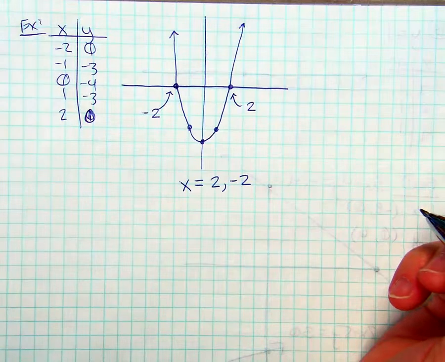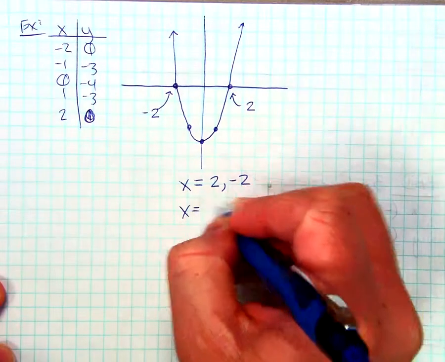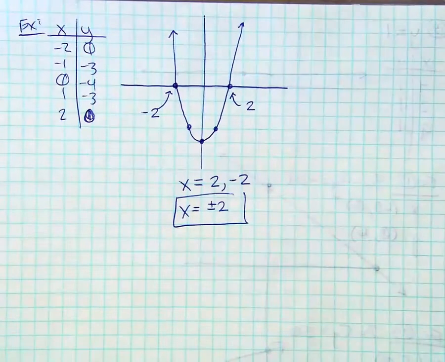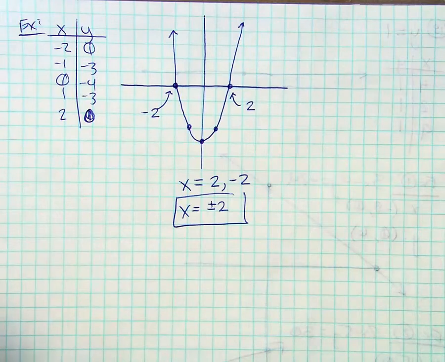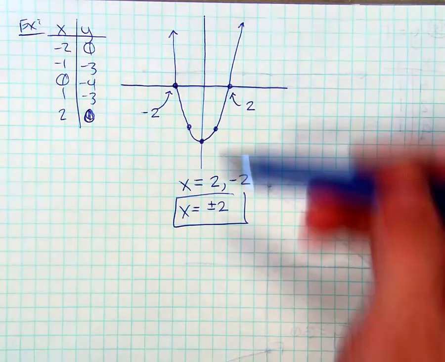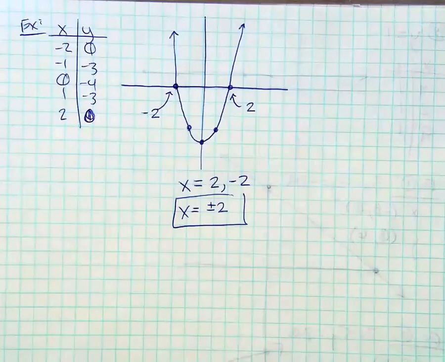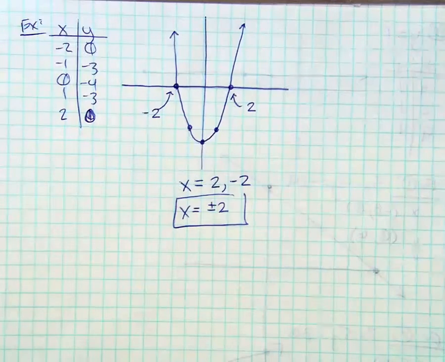Or, we talked about this symbol last semester, you could say this is positive or -2. Now, will it always be positive and negative of the same number? No. That's just this example. That's just because the vertex was at 0. As soon as you shift your parabola left or right, you're not going to have positive, negative, the same thing anymore.